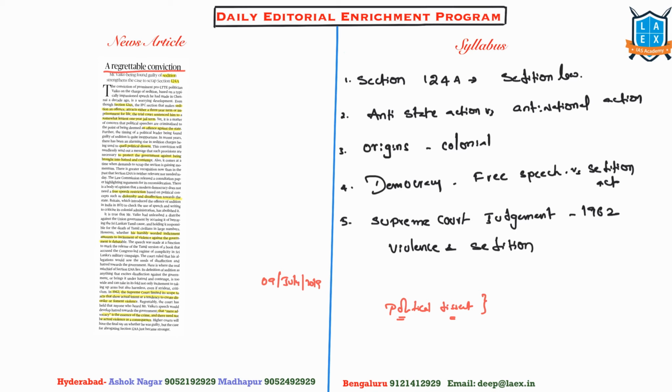There are certain instruments which are used for curtailing this political dissent. One is the sedition law. The second is the defamation act. In India, defamation is a criminal law. In these circumstances, let us understand the difference between anti-state action and anti-national action. What do we mean by anti-state? Criticizing the government of the day and expressing displeasure towards it is anti-state action.